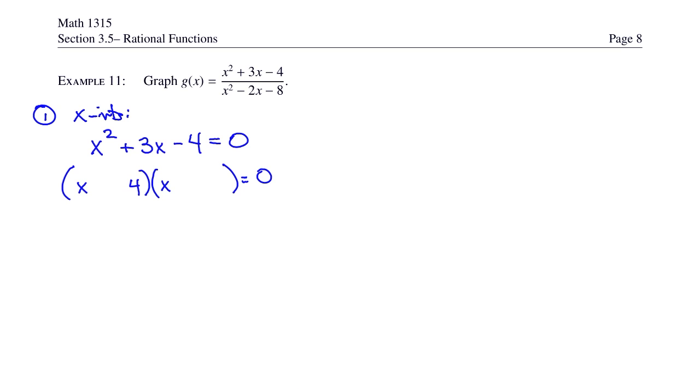4 splits up as 4 and 1. I need a positive 3, so I'm going to make the 4 positive and the 1 negative. Solving each of these equations, I get x is equal to negative 4 and x is equal to positive 1. And that gives me the points negative 4, 0 and 1, 0.